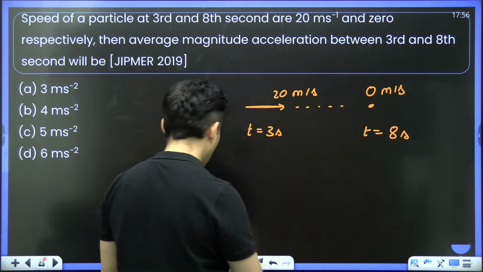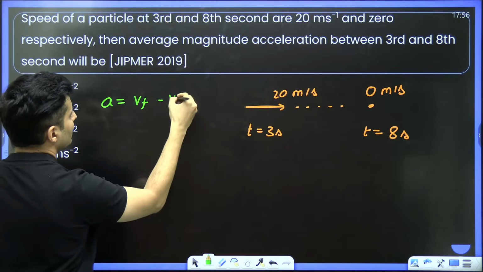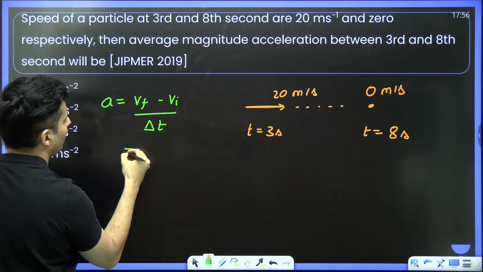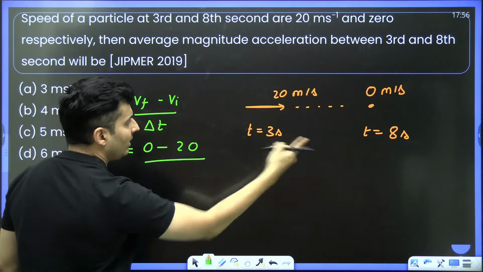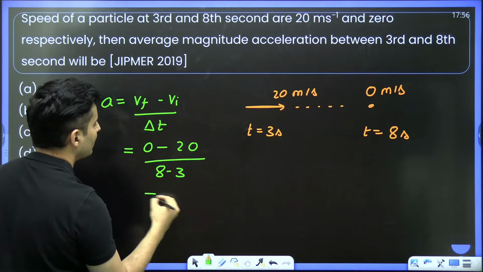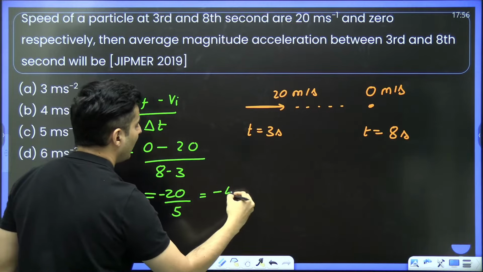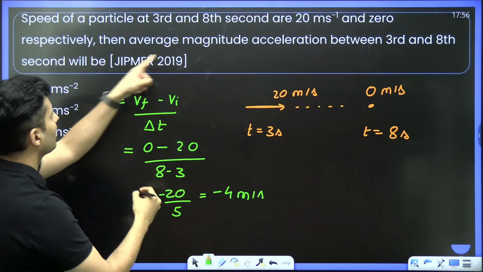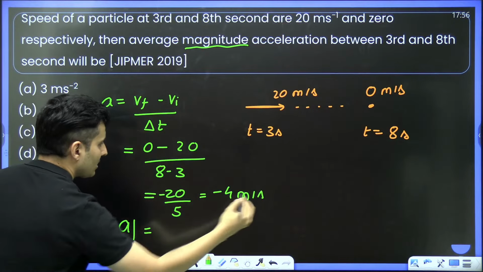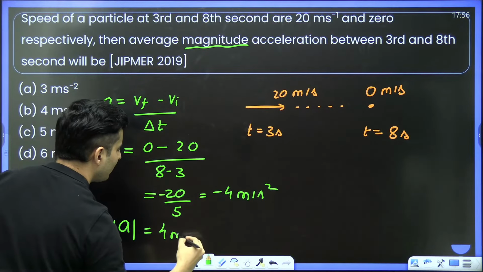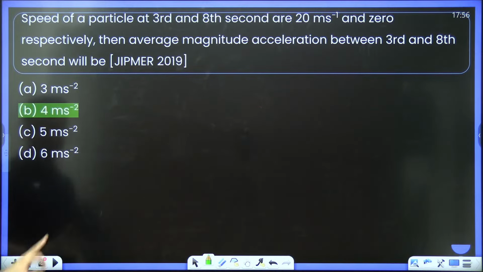So question is, what is the acceleration? Now we all know acceleration is final minus initial velocity by the interval of time. Final velocity 0, initial velocity 20, time interval 8 minus 3. So 0 minus 20 by 5, which is basically minus 4 meters per second square. But here the magnitude is asked. So basically the magnitude of the acceleration is just 4 meters per second square. So 4 meters per second square is the answer, guys.